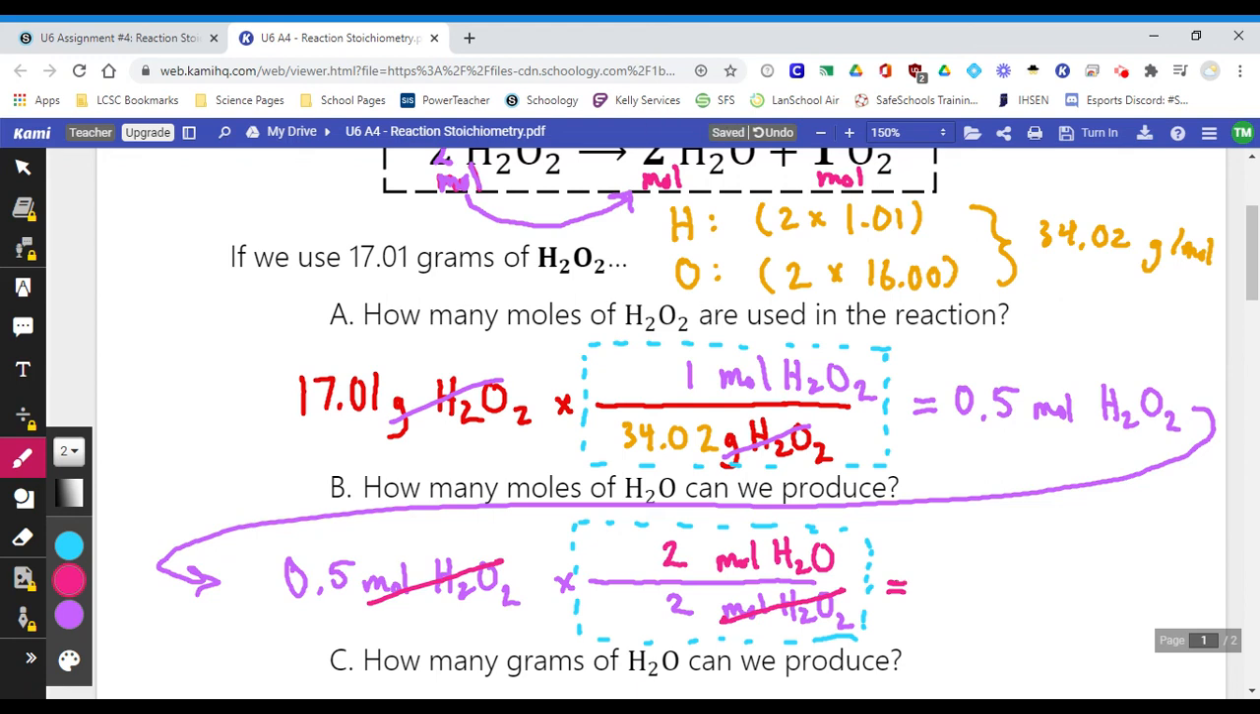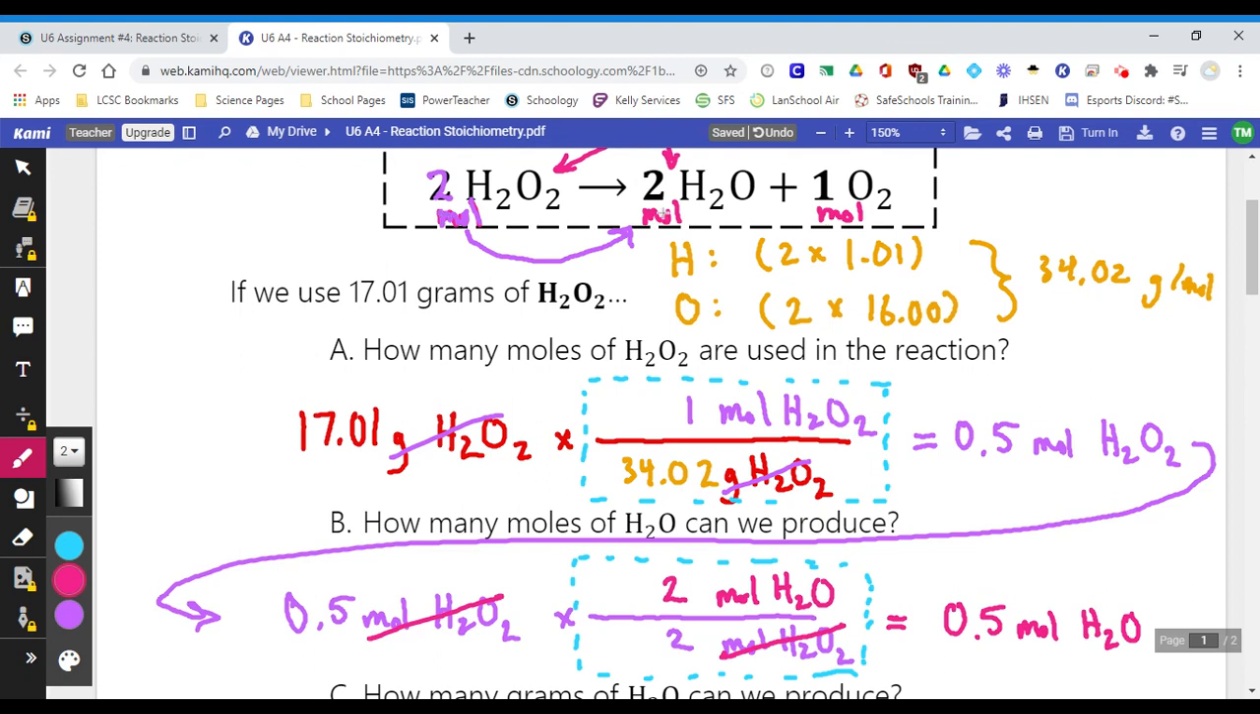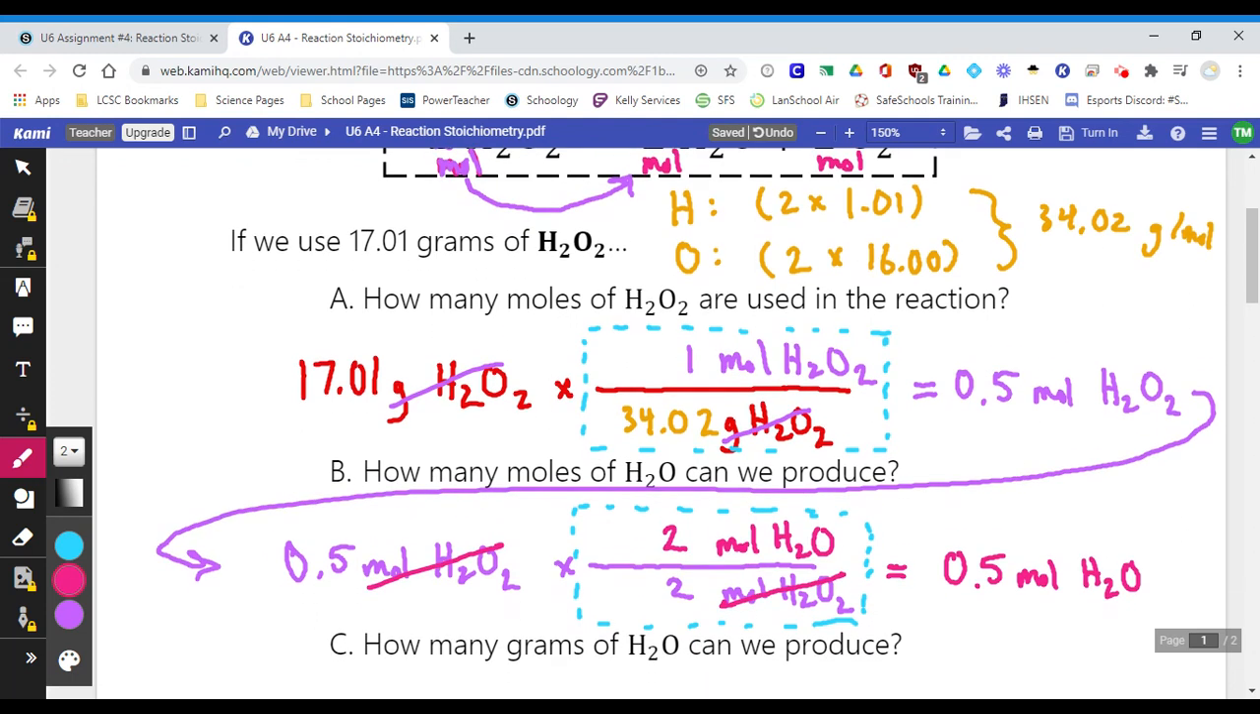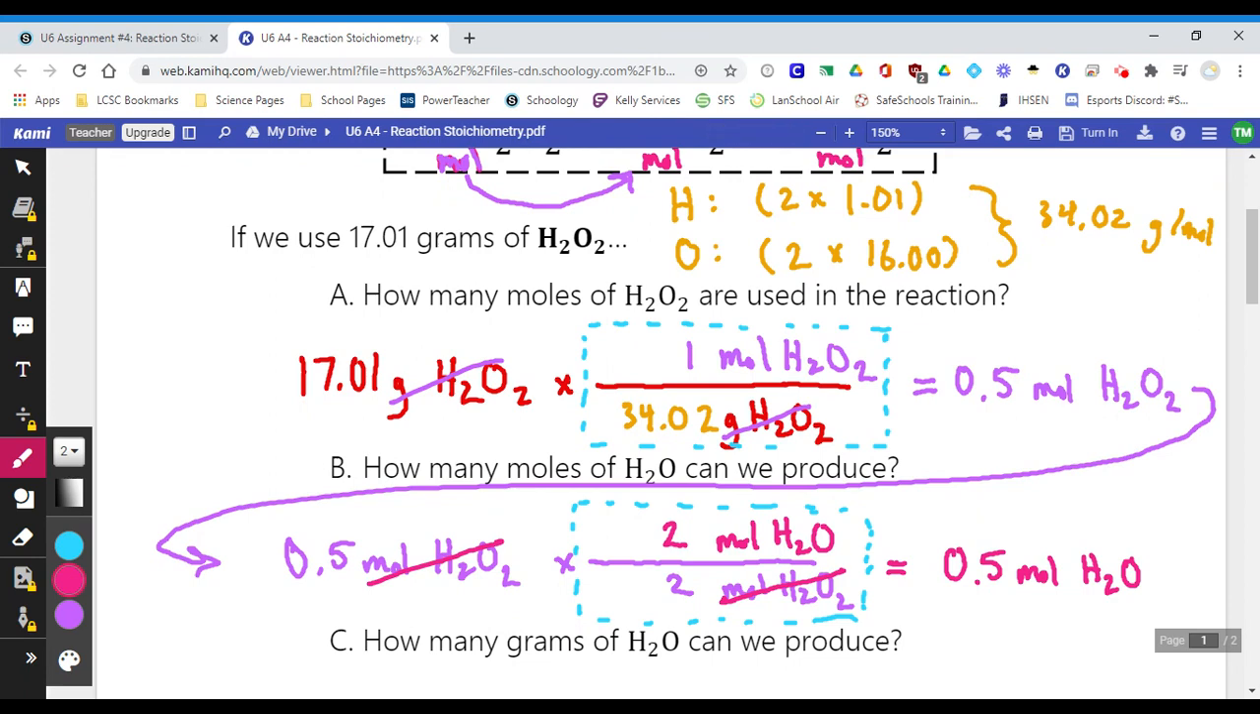0.5 times 2 divided by 2. Well, it doesn't change anything, which doesn't always happen. So in this case, 0.5 moles of H2O can be made here. If I start with half a mole of hydrogen peroxide, I can make half a mole of water, which is basically what this is saying up here. If I had 2 moles, I could make 2 moles. If I had a half a mole, I should be able to make a half a mole, by this mole to mole ratio, this 2-to-2 ratio. So that's all that's new for the mole to mole ratio.